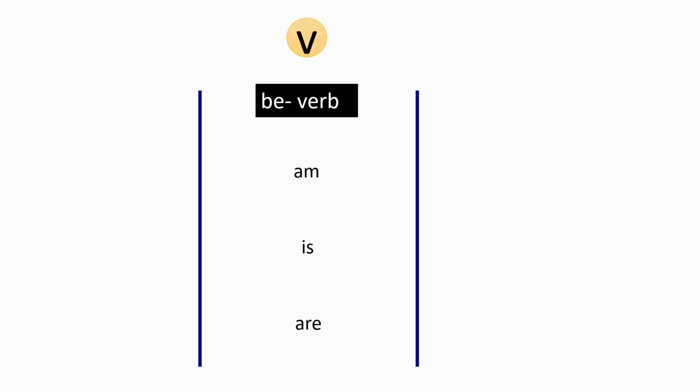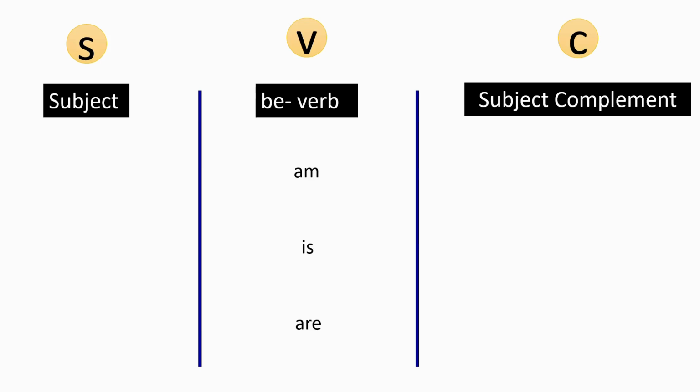The be-verb is not an action verb, but it functions as a link between the subject and its complement, often known as the subject complement. And a subject complement basically tells us more information about the subject.